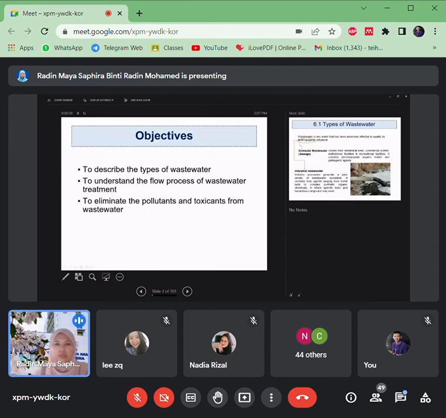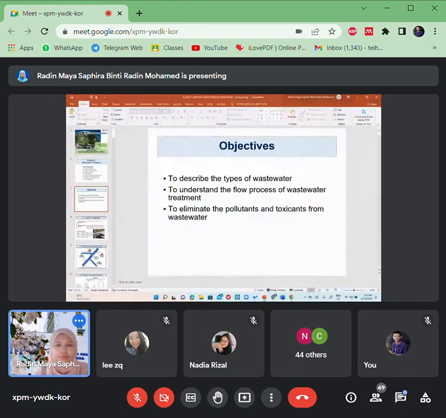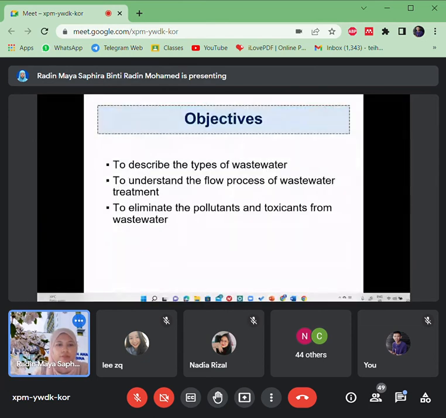Okay, the objective of this chapter is to describe the types of wastewater, right? To understand the flow process of the wastewater treatment plant and to eliminate the pollutants and toxicants from the wastewater.